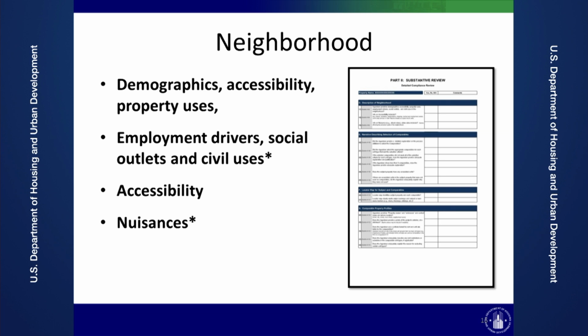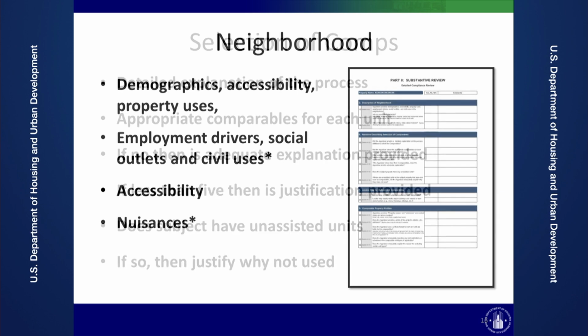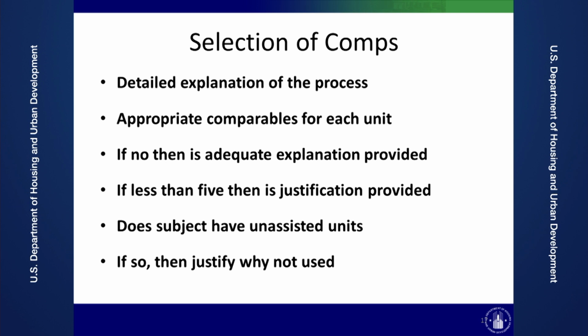In the middle of the page, there's a narrative describing the selection of comparables. Probably one of the more difficult areas is how the appraiser decided to select the comparables that he or she did select. In this selection of the comparables, is there a detailed explanation of the process to select the comps? Is that a reasonable explanation of how it works?